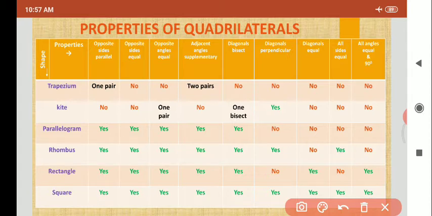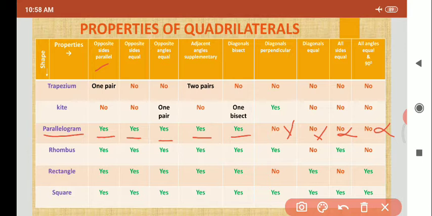In a parallelogram, first we are discussing the parallelogram. Opposite sides are parallel. Yes. Opposite sides are equal. Yes. Opposite angles are also equal. Yes. Adjacent angles are supplementary. Yes. Diagonals bisect. Yes. Diagonals are perpendicular? No. Diagonals are perpendicular only in a square and a rhombus. Understand? Diagonals equal in a parallelogram? Diagonals are not equal. All sides are equal? No. All angles equal and 90 degrees? No.